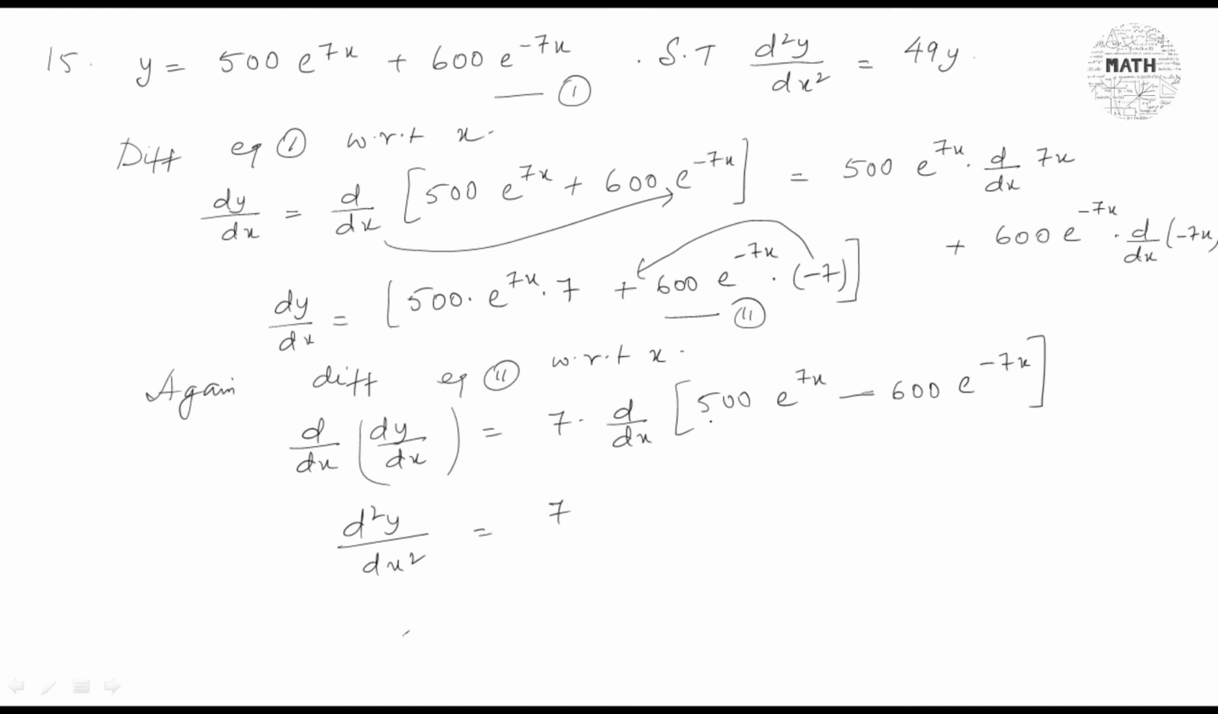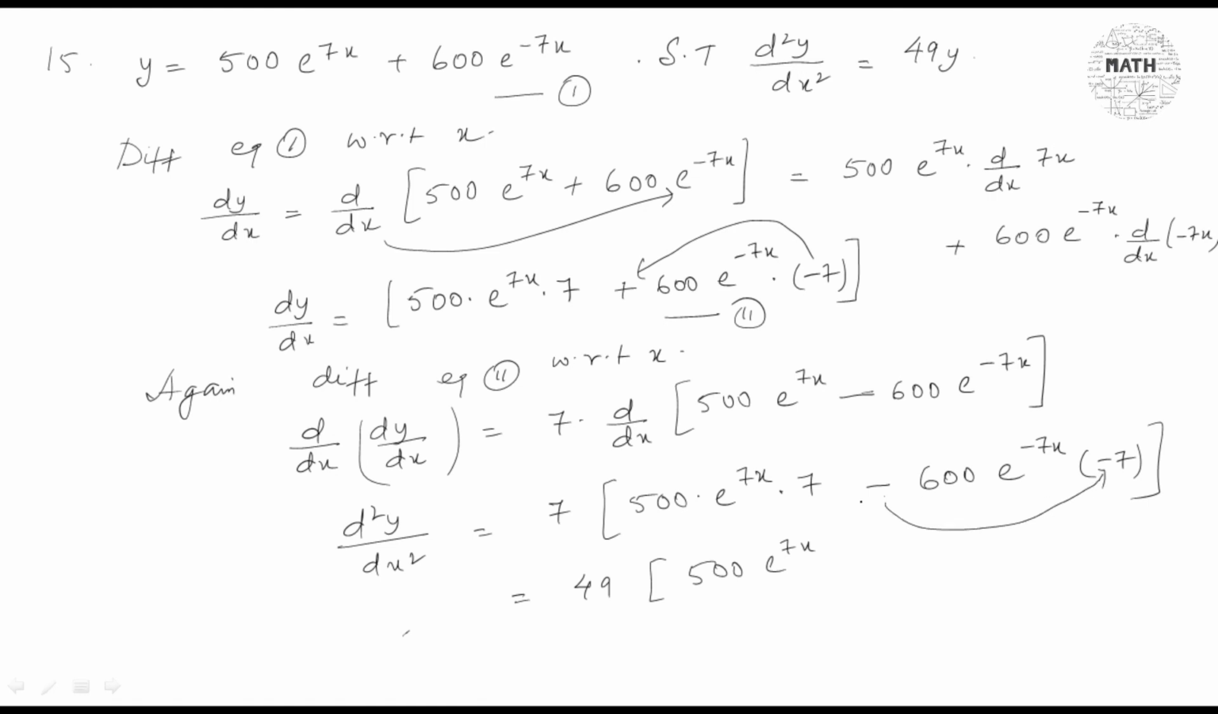Again, the same thing. If I differentiate that, I'll get here 500 into e to the power 7x into 7 minus 600 e to the power minus 7x into minus 7. So if I take 7 common again, that will be 49, and then 500 e to the power 7x, minus into minus, see, minus into minus is nothing more than plus 600 into e to the power minus 7x.